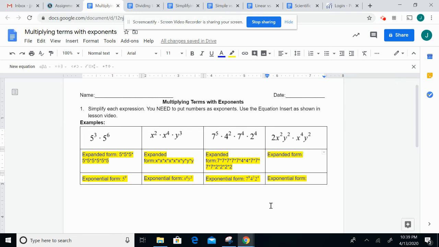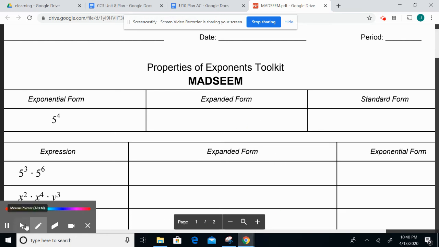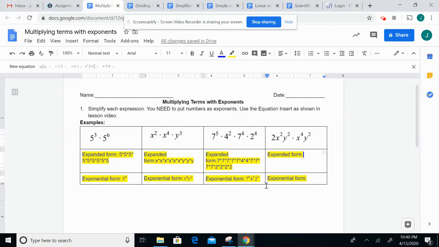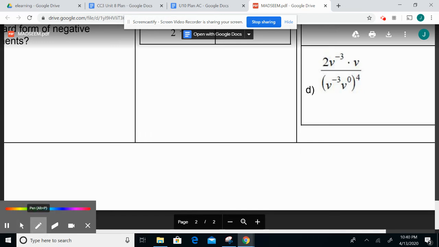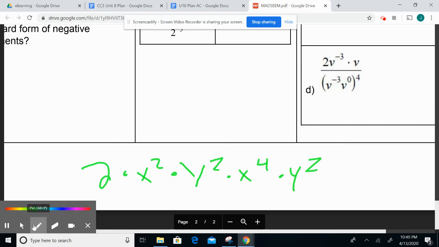Okay. I'm going to probably switch over screens here. You can take this whole thing and separate it by multiplication. So it says 2 times x squared, so you can do 2 times x squared times y squared times x to the fourth times y squared. Everything is just one long string of multiplication, but that 2 is separate. That is important to note.